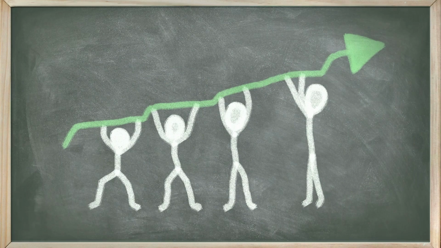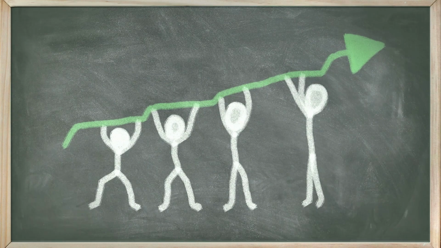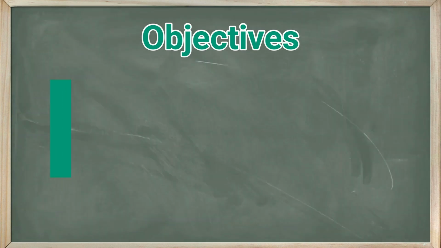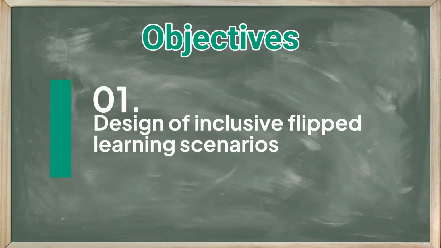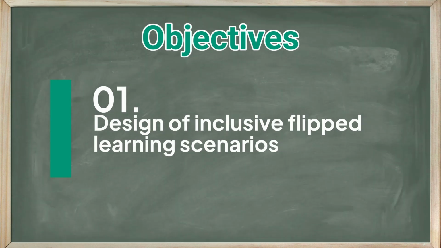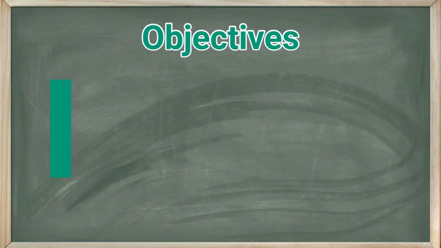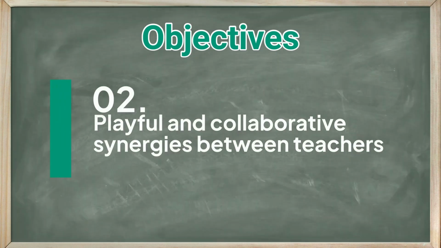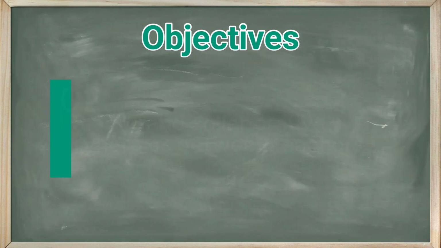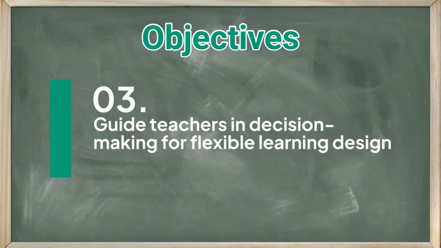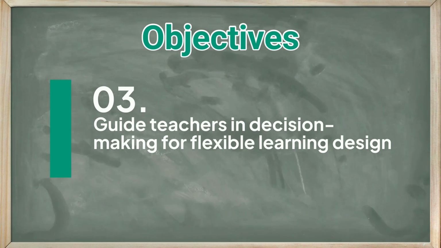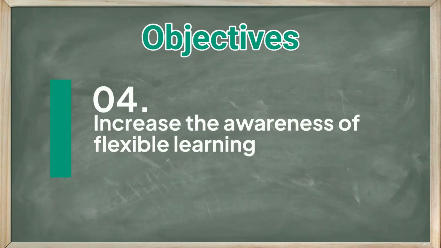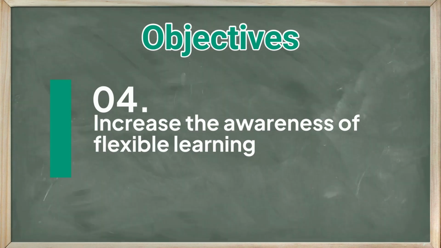Our project aims to facilitate the design of flexible learning scenarios for faculty. The specific objectives are: 1. To structure and support the design of inclusive flipped learning scenarios for diverse technology-mediated contexts. 2. To promote playful and collaborative synergies between teachers for learning design. 3. To guide teachers in decision-making for flexible learning design by developing a digital tool. 4. To increase the awareness of flexible learning under the flipped learning method.